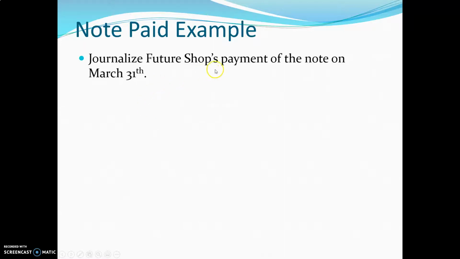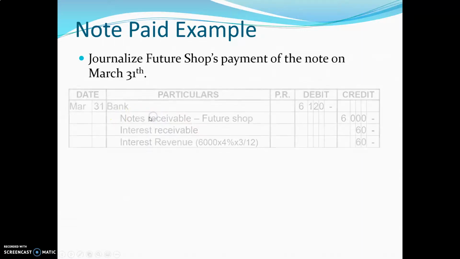Journalize FutureShop's payment of the note on March 31st. Again, I encourage you at this point to pause and think about how you would do this. We are receiving cash at this point, so we know that we should be debiting bank, but how much? Well, we've got $6,000 plus the $60 interest which we had, but we also have a little bit more interest which we can receive because it's now 3 more months past. So we should be getting an extra $60. Let's take a look at what the entry looks like.